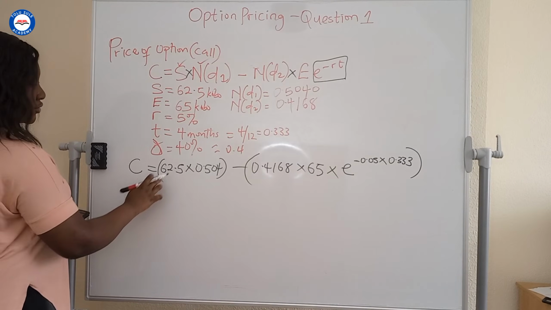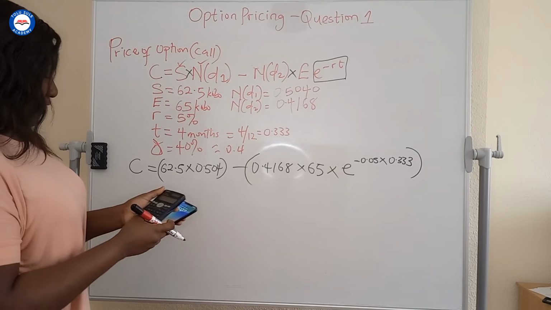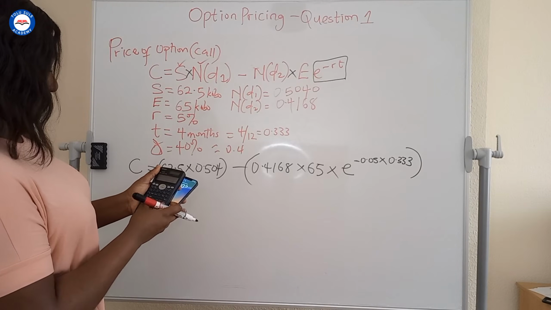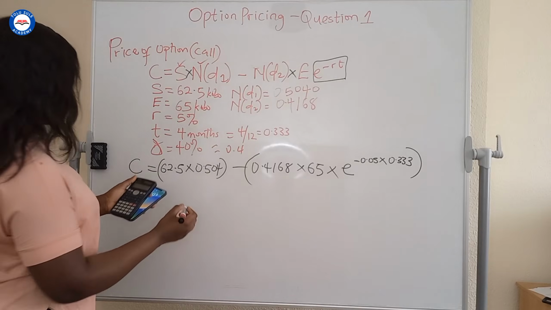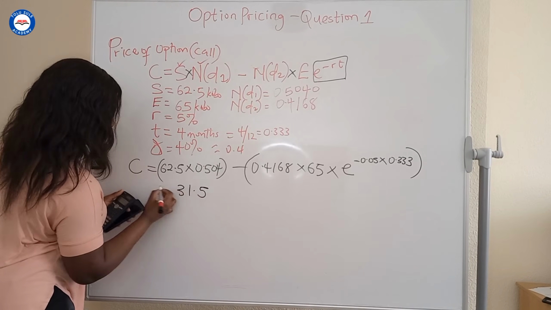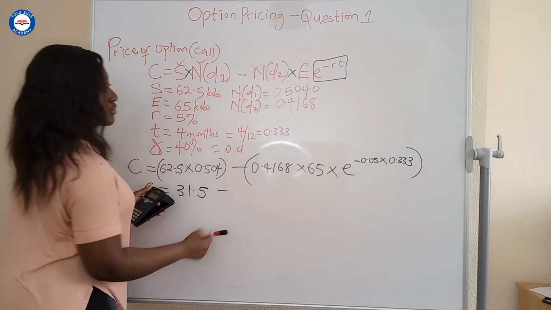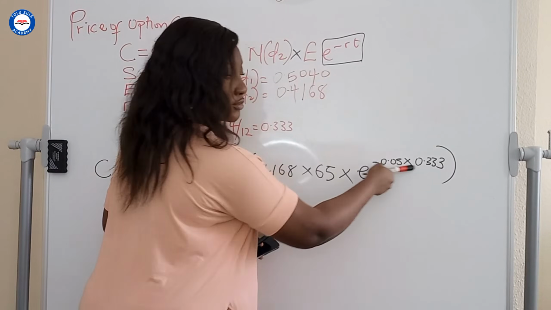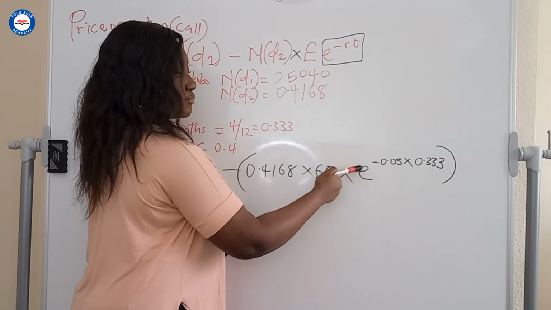So this one is straightforward, 62.5 times 0.504. 62.5 multiplied by 0.504. That will give you 31.5. Minus, let's restart from here. Let's start from this one. When we simplify this, then we find the exponential.